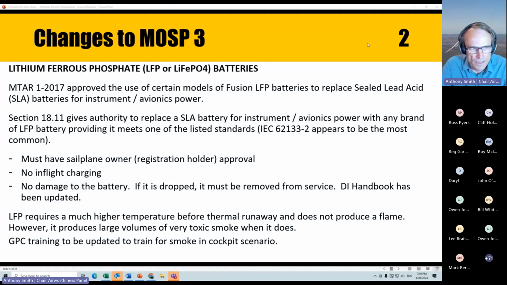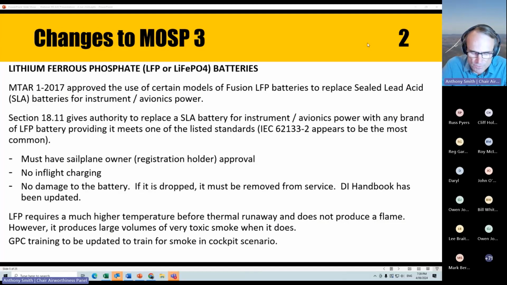The benefits of the lithium ferrous phosphate batteries are pretty well publicised. They have a much higher energy density. You have either the same amp hours as your sealed lead acid battery for a lighter weight, which can give you greater cockpit weight. Alternatively, for the same weight, you can get much more amp hours out of the battery.